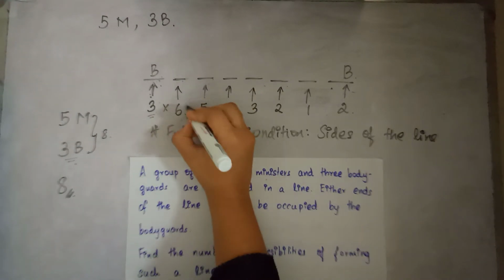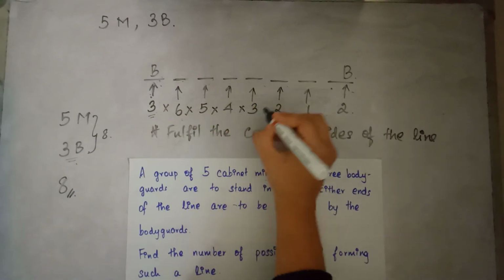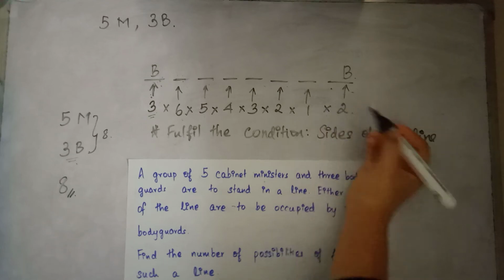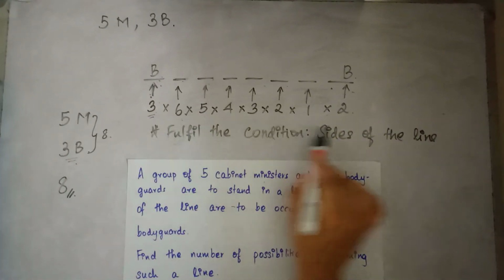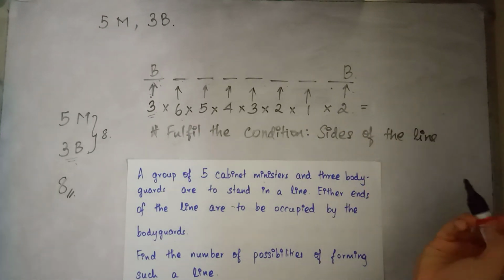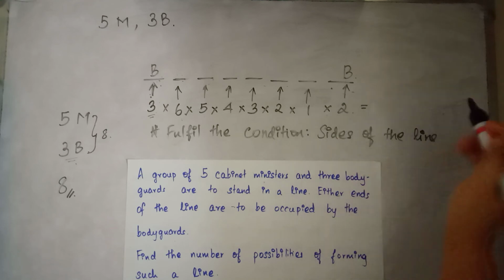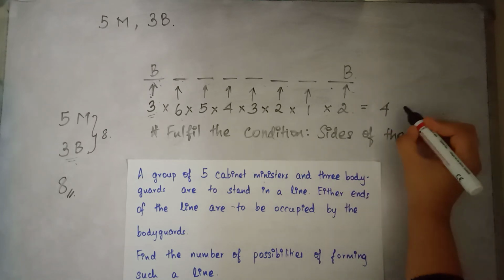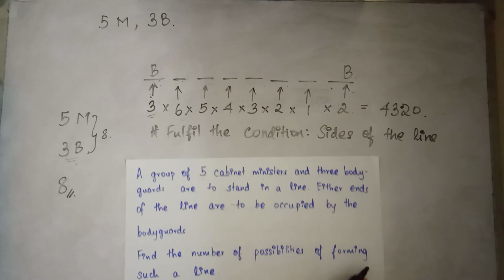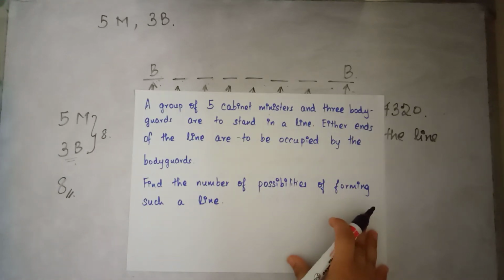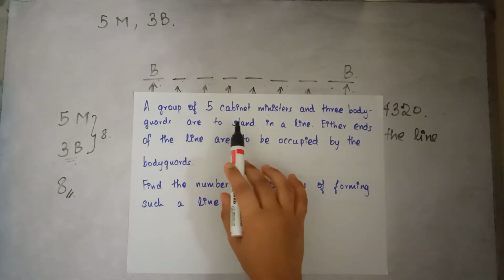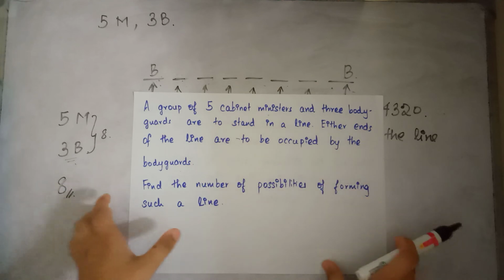So now I have to multiply all of this to get the number of possibilities. The product of all of these numbers will be equal to 4,320. So there are 4,320 ways for 5 cabinet ministers and 3 bodyguards to stand in a line.